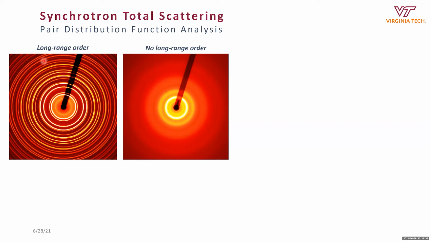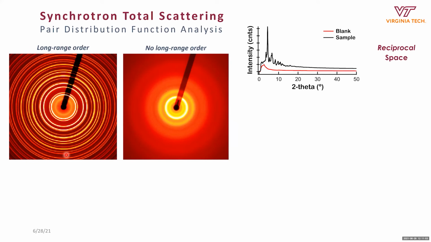For a material that has long range order, we see sharp rings, these concentric rings. These are the Bragg features. When we have no long range order, we still see concentric rings, but they're very broad, diffuse, and weak in comparison. When we collect the data in these 2D images, we convert it to a 1D pattern. That's what you're seeing in the upper right here. The sample is shown in black.